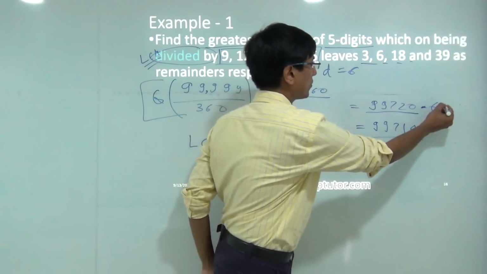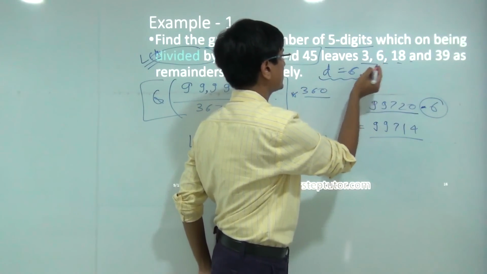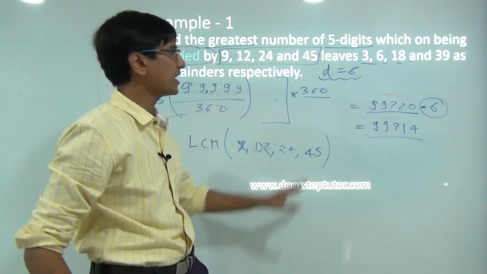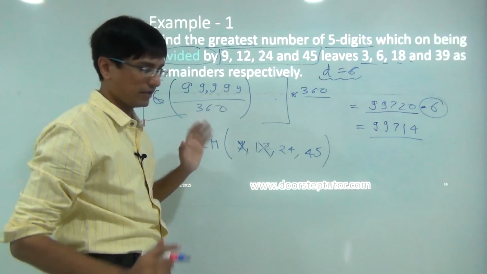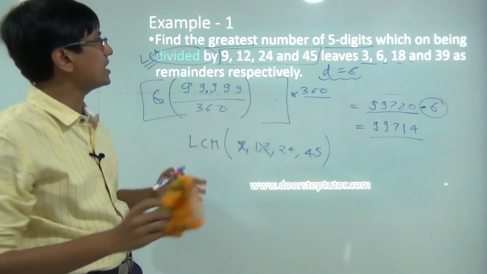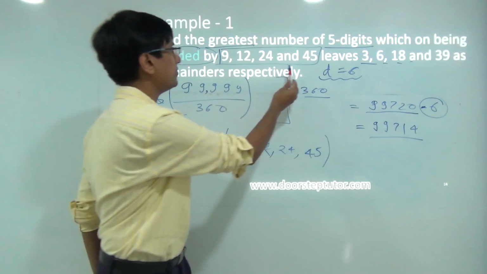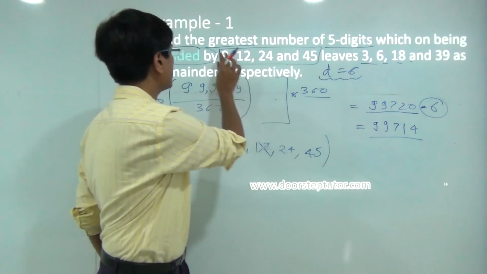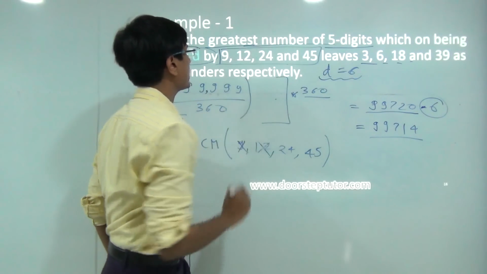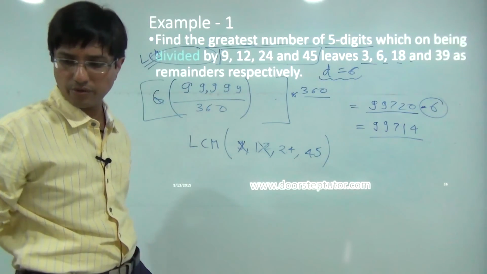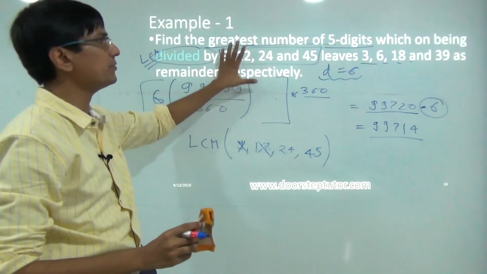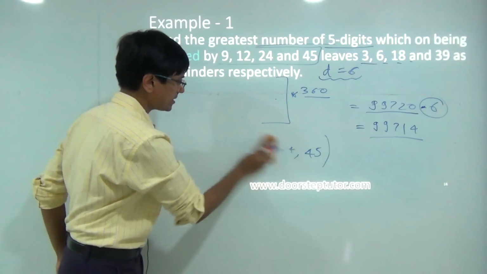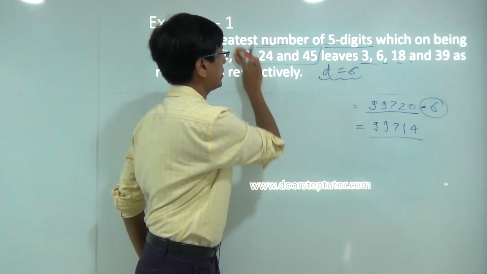And this is nothing but the common difference. This is the difference between 9 and 3, 12 and 6, 24 and 18, and so on, 45 and 39. So in this question, we have used the concept of common difference. We have not stopped at the LCM, but we have gone to the right multiple. And we have also used the concept of LCM. So in this one problem we have covered all the concepts in this class. If you are able to understand this, you are done.